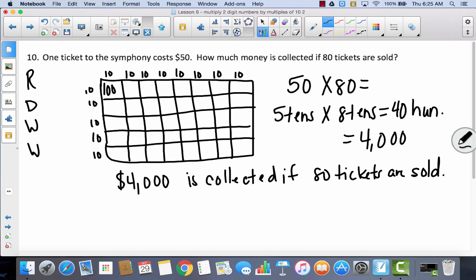So today we multiplied 2-digit times 2-digit multiples of 10, and we learned that there are some patterns that you can see. This is how you model it, but we learned that we could solve this problem without the model too. So remember that whenever you get ready to do your exit ticket.